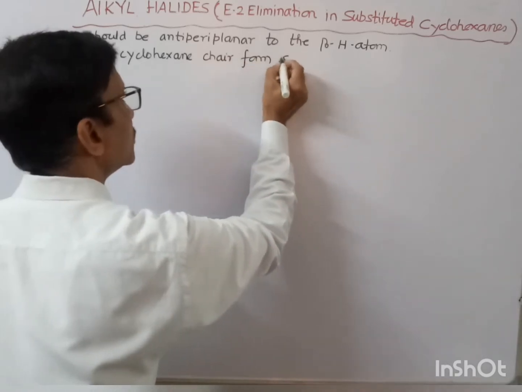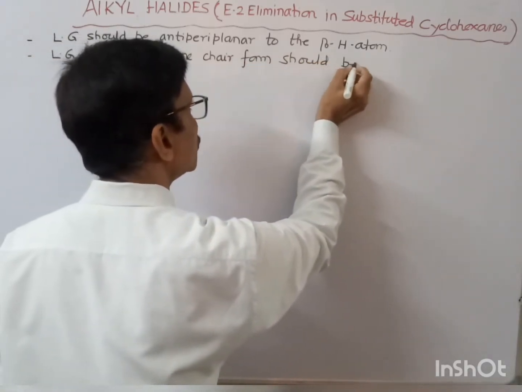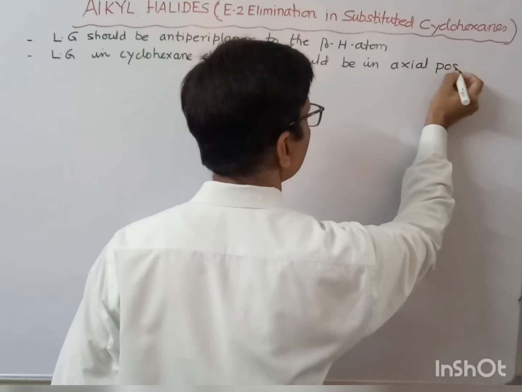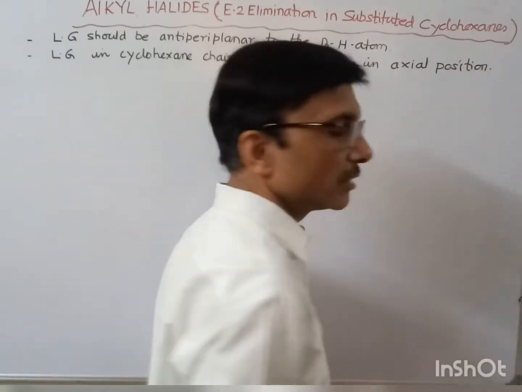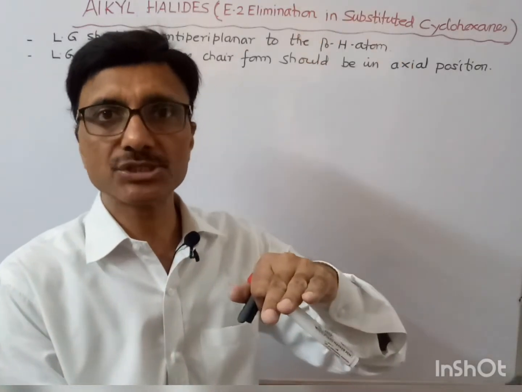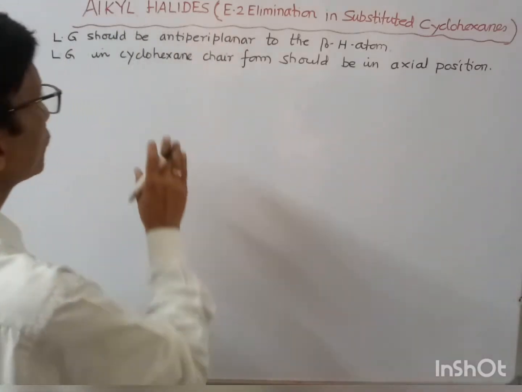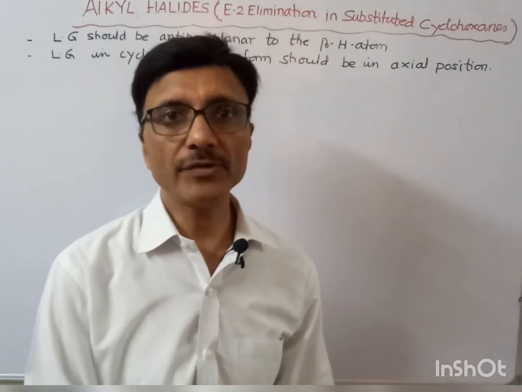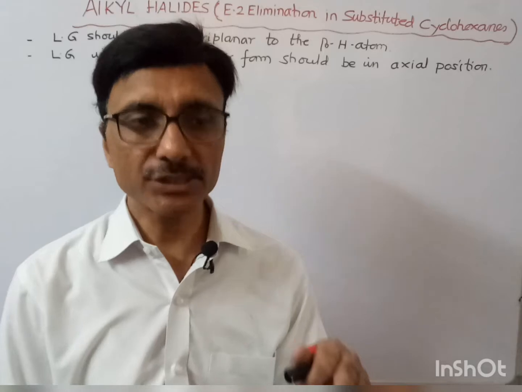So the leaving group in the cyclohexane chair form should be in the axial position. Axial position means it is either vertically above or vertically below in the chair form. Now suppose the leaving group in the cyclohexane ring is present in an equatorial position, then we know that the cyclohexane chair form has a tendency to flip. That's why we should flip it so that the leaving group comes into the axial position.